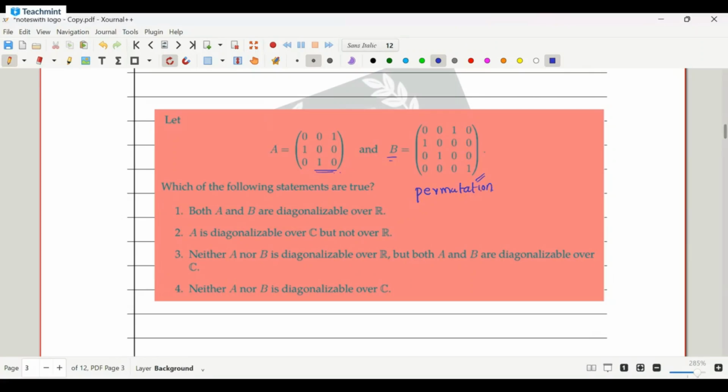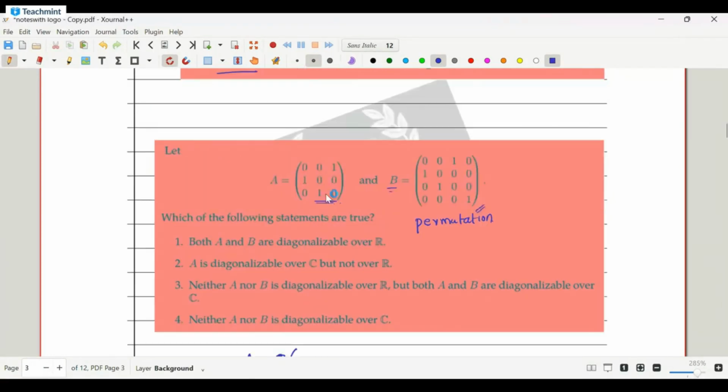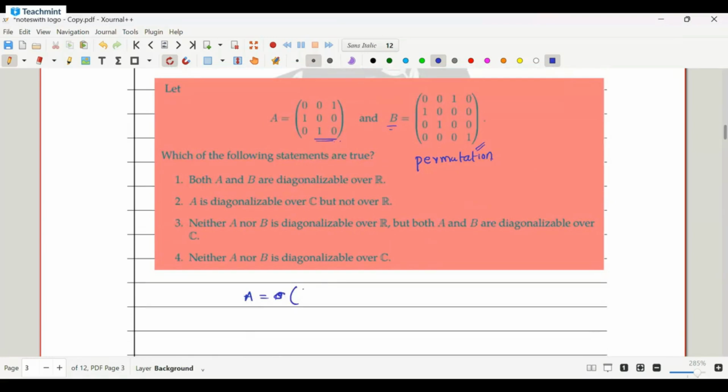Permutation matrices, both A and B are permutation matrices, sir. So A is a permutation matrix. A is equal to sigma 1 or A is equal to దీని యొక్క permutation, ఈ matrix యొక్క permutation ఏంటి సార్? 1 goes to 2, 2 goes to 3, 3 goes to 1. సో దీని సైక్లిక్ నోటేషన్ రాయాలంటే 1 2 3 సార్. దీని లెంత్ ఎంత? This is n1 equal to 3 sir.